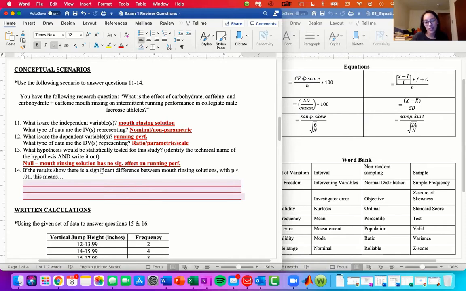So the test shows there's a significant difference with a p-value of 0.01. What does this p indicate? We would reject the null, right? So we could write that.